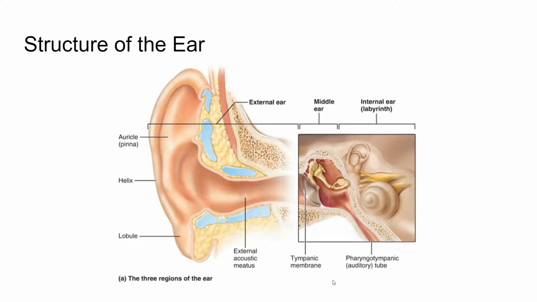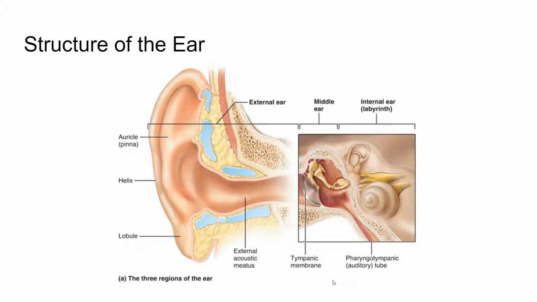And so let's look at some of the structures of the ear. There are three sections of the ear: the external ear, the middle ear, and the internal ear, sometimes referred to as the labyrinth, which I think is a much better name, but we'll probably say inner ear or internal ear.